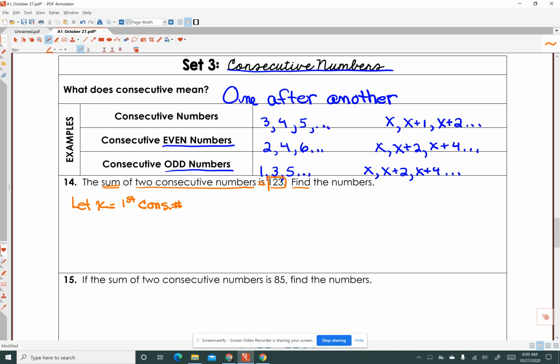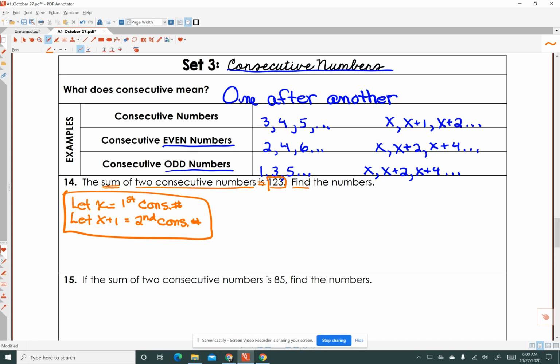I'm going to abbreviate that. That's not just a hashtag, that means number. So then we're going to let X plus 1 equal the second consecutive number. And this is our X box. Now that we've set up our X box, let's set up our formula, our problem.